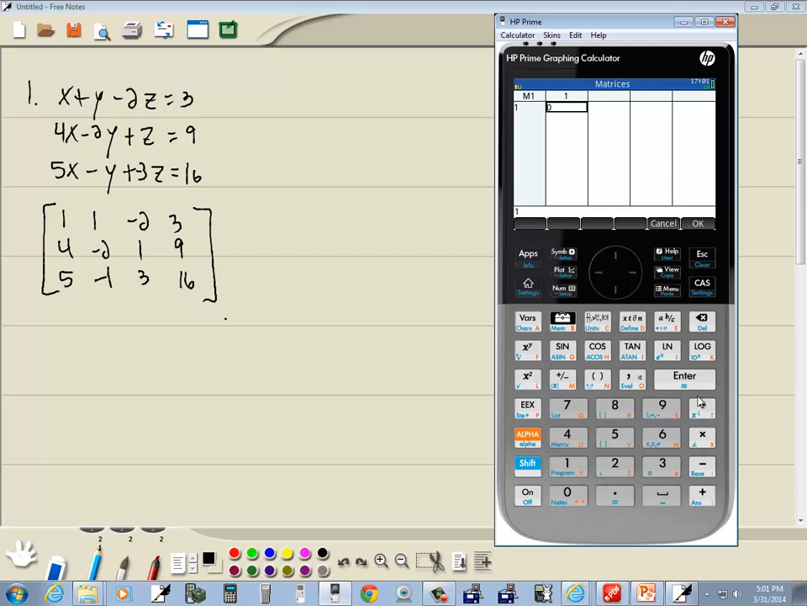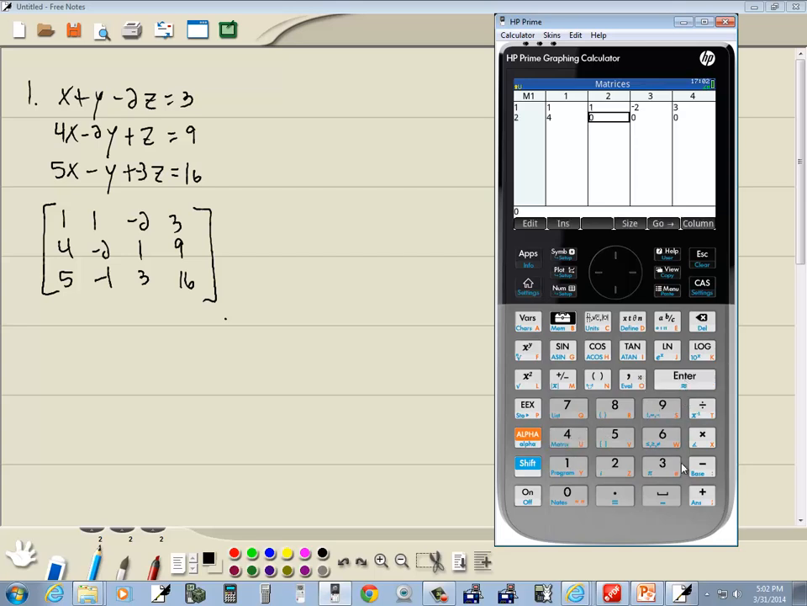So I'll do 1, enter, 1, enter. Now see how it assumes 2 columns? But I can up arrow and come over here, right arrow, and put in negative 2. And see, it's created another column. I could up arrow and come over here and put our next column, which is 3. Now it'll assume 4 columns as I go through and enter the rest.